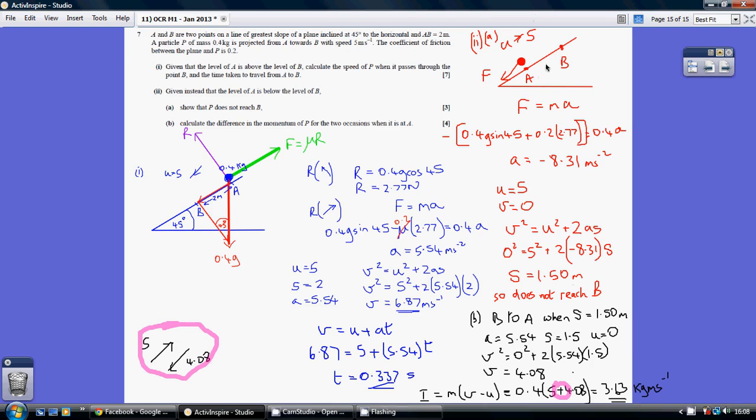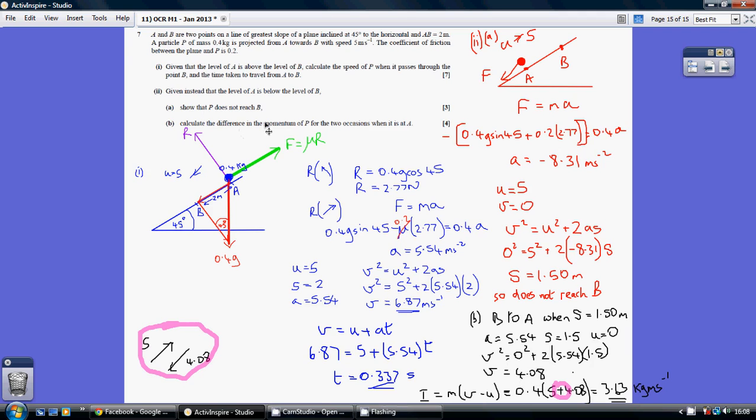I've got an acceleration, because I'm going down the slope now, of 5.54 from my calculations in part 1. I've got a distance travelled of 1.5 meters. I know my initial speed as I travel down the slope, because I've just come up and paused and then gone down, is 0. So using v squared equals u squared plus 2as, I can work out that v equals 4.08.